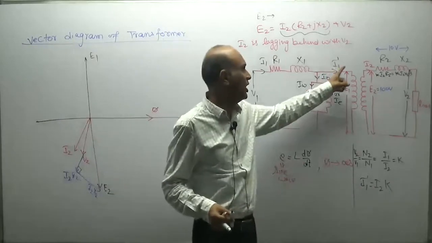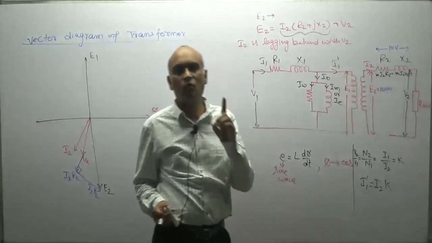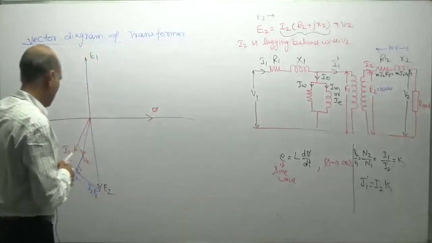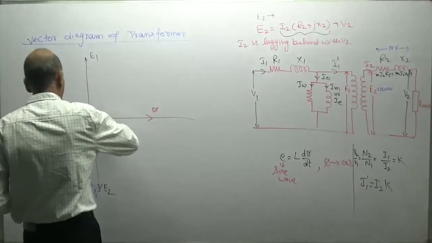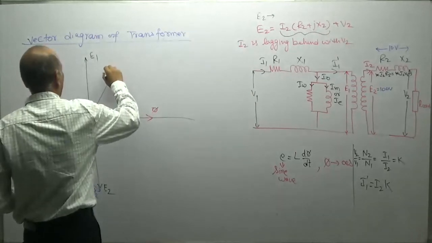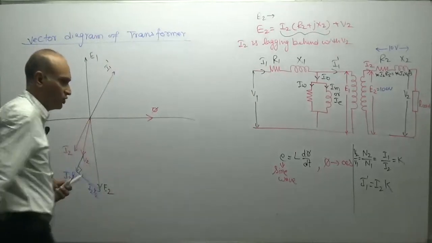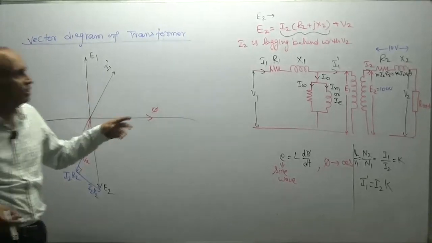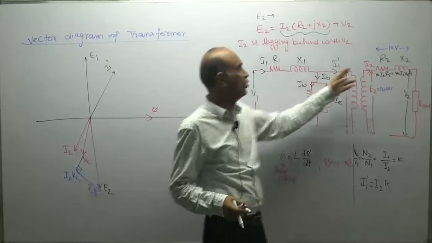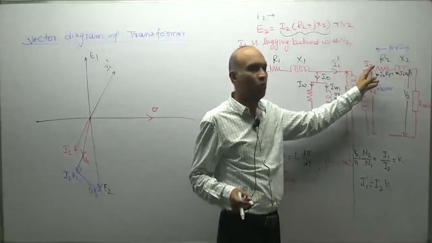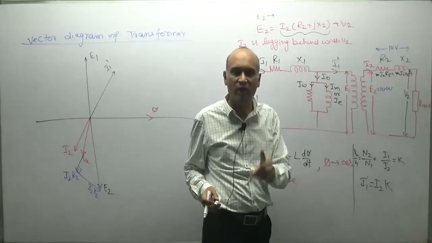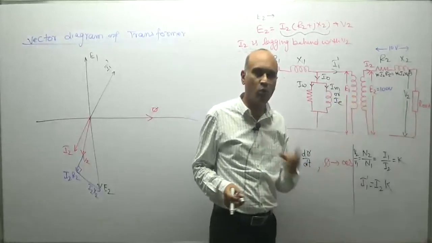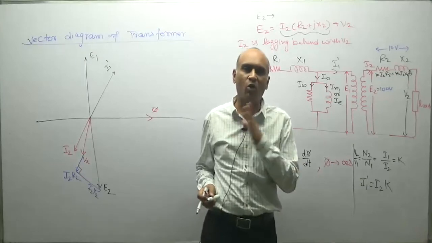Both I1 dash and I2 are at 180-degree phase displacement. So it is the vector of I1 dash. You can see I1 dash and I2 both have phase displacement of 180 degree. Similarly, E1 and E2 both have phase displacement of 180 degree.